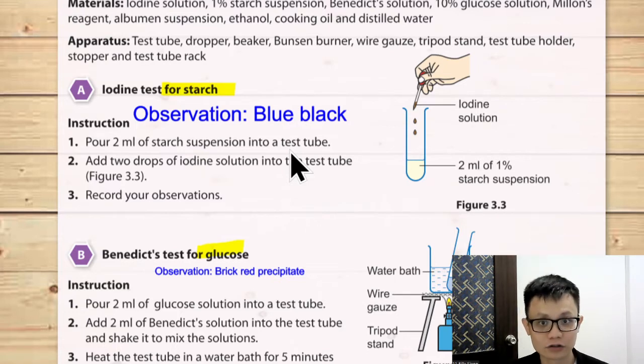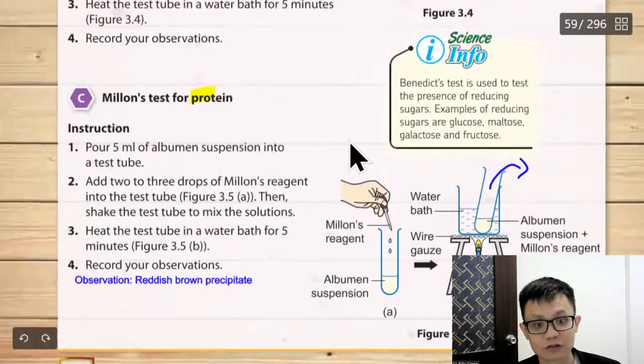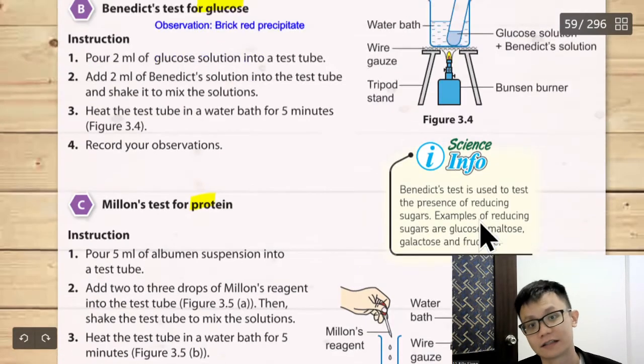The question will ask you what are the observations. Usually just the observation. And here and there a little bit of question, for example, they might ask why they need to boil the water, why you want to boil the water. That is more of an in-depth question.